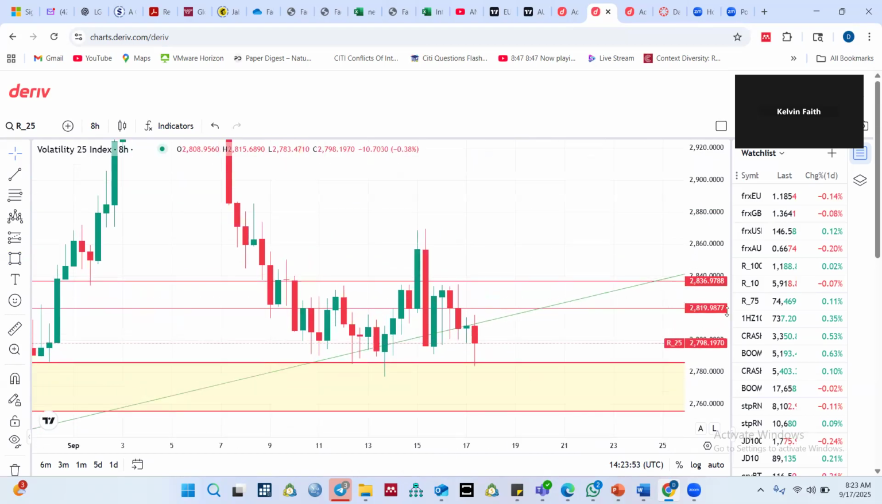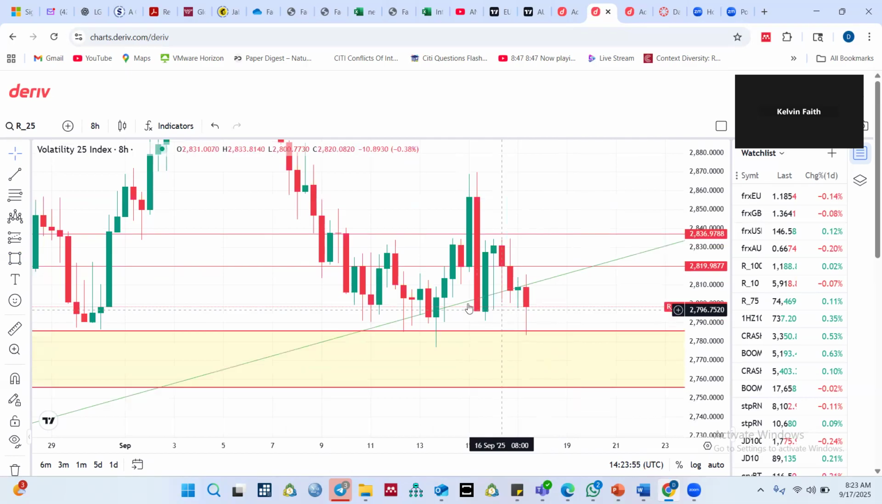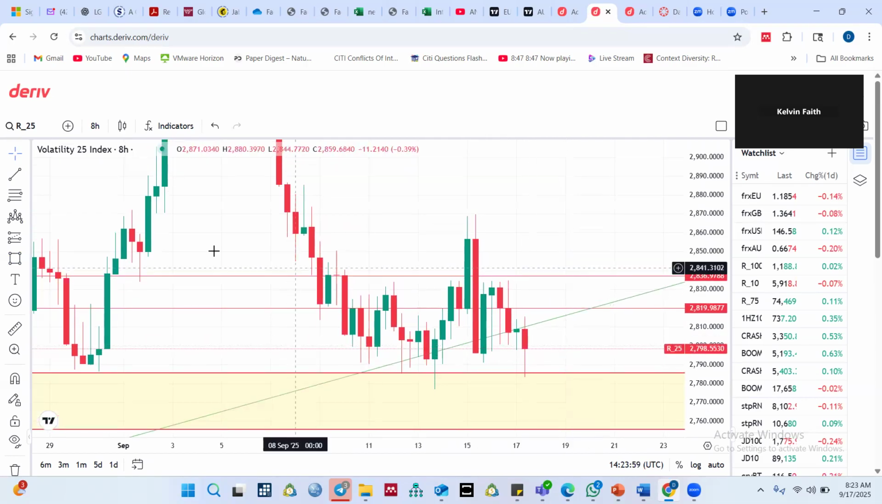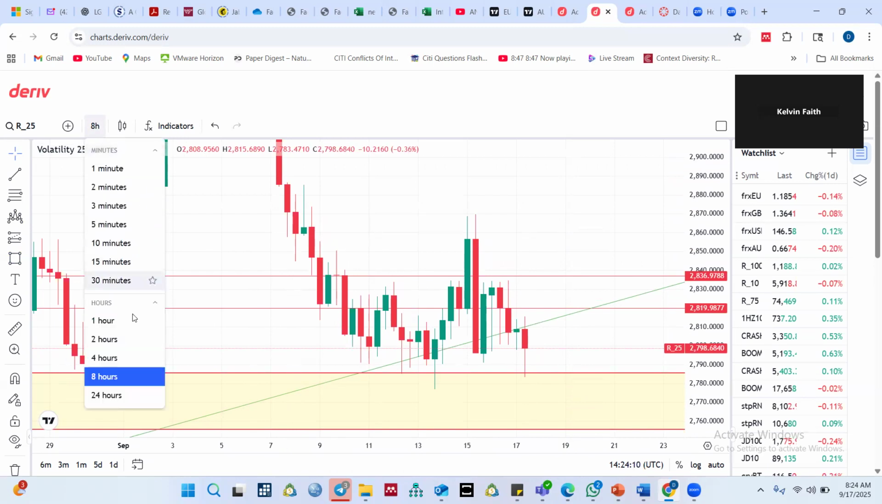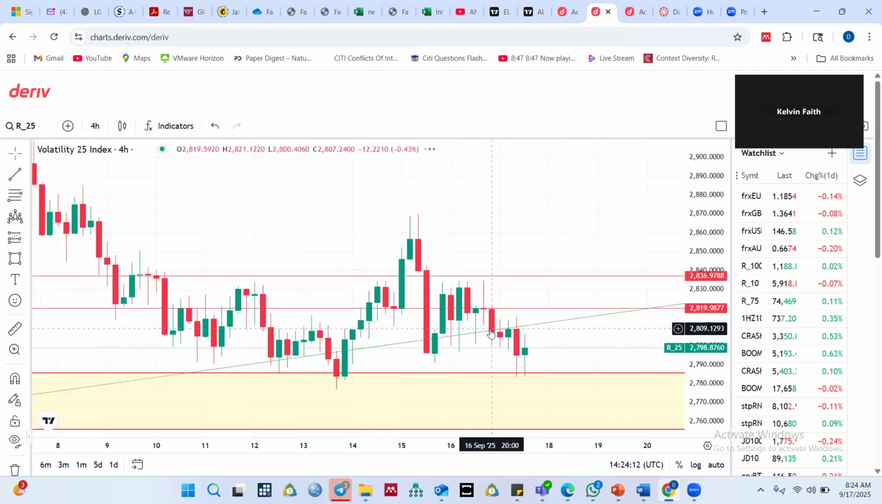There is nothing showing that price is going to go bullish on the 8-hour time frame right now. So the 24-hour or daily time frame looks bearish, and the 8-hour time frame is looking bearish. Let's go to the 4-hour time frame.